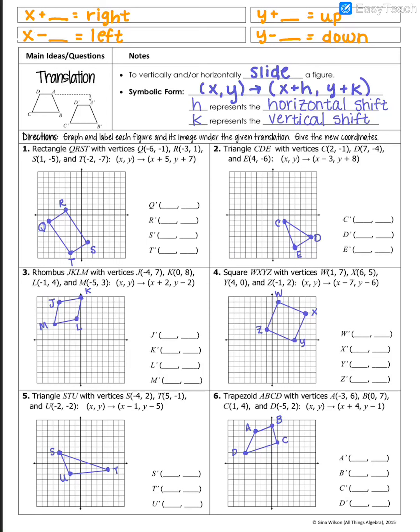With the y's, which is going to be that second coordinate in your directions, if it's a plus, you move it up. If it's a minus, you move it down. Okay, so the best way to do this is to show you what I mean.